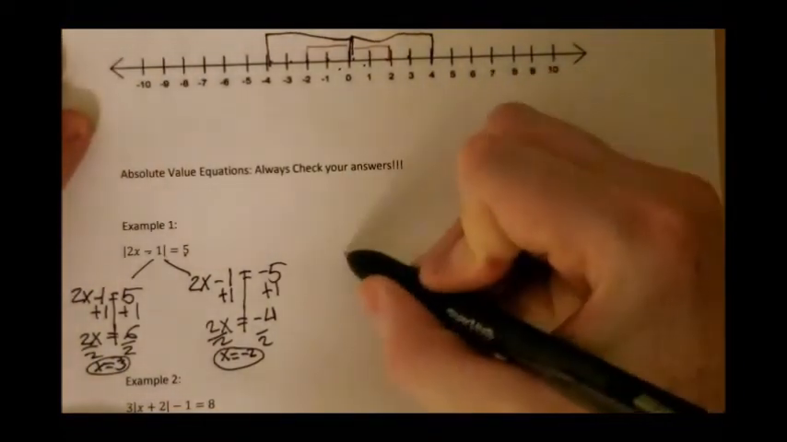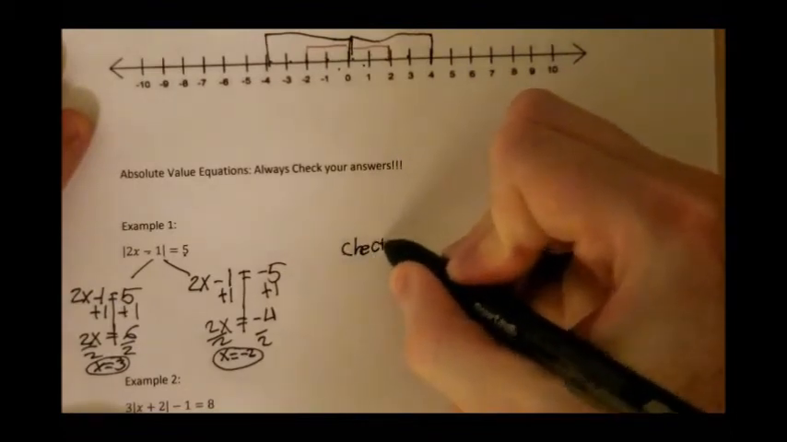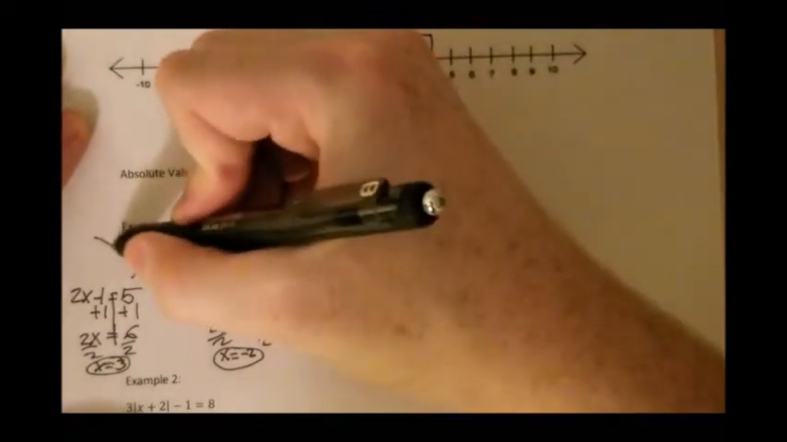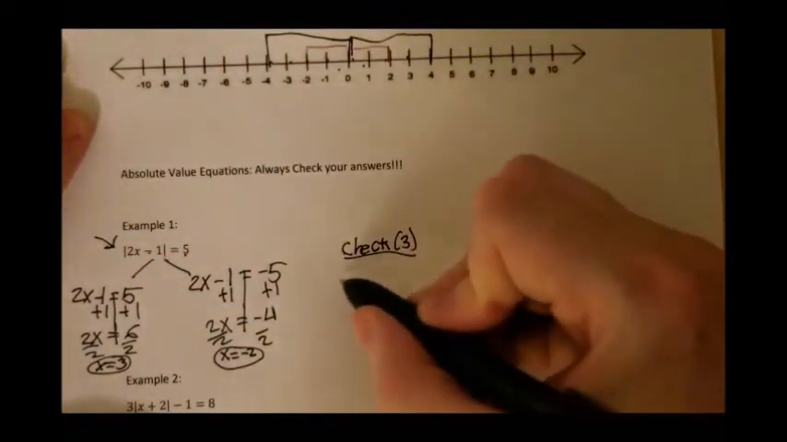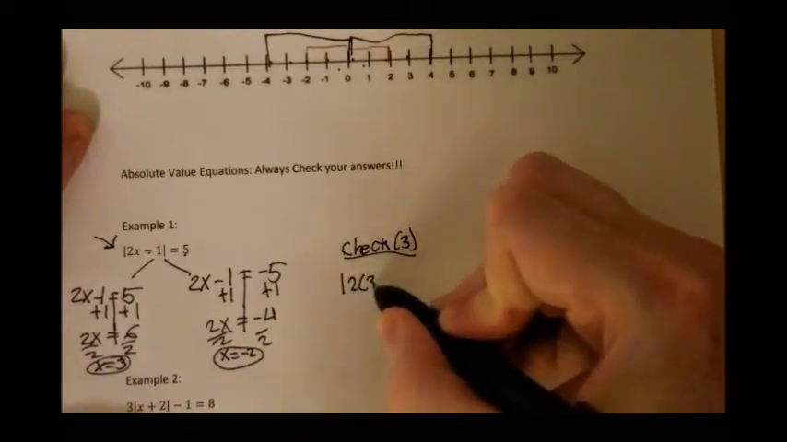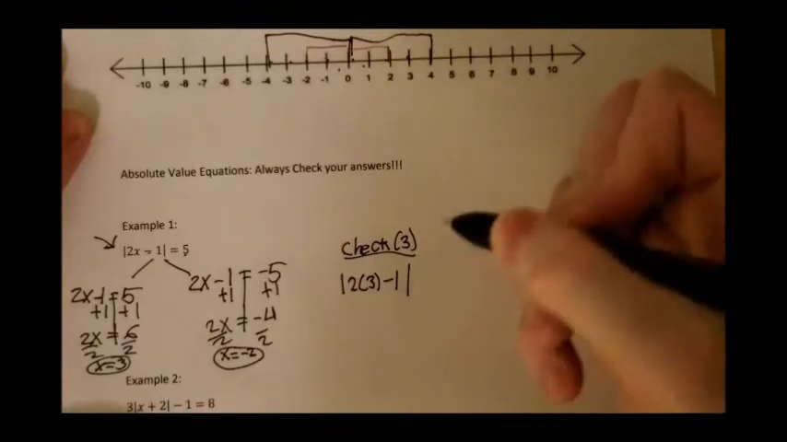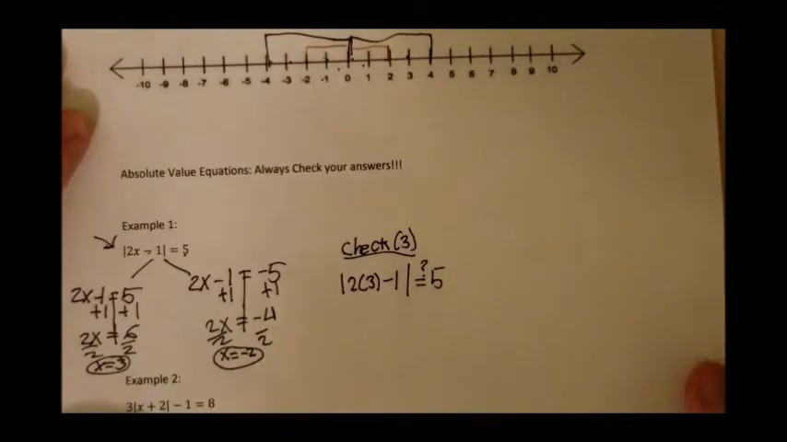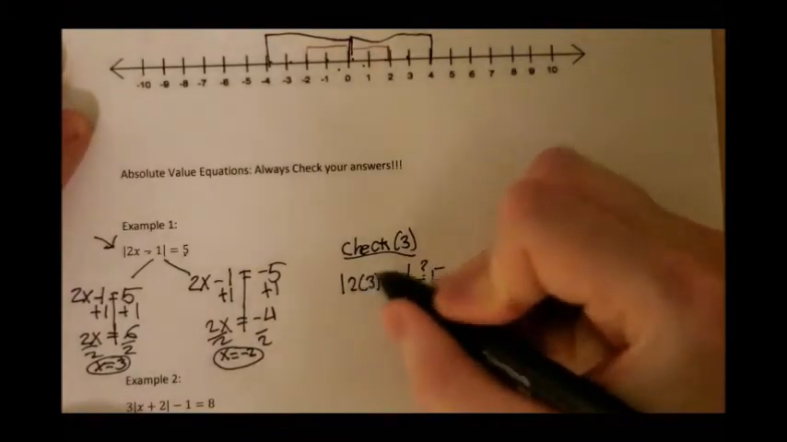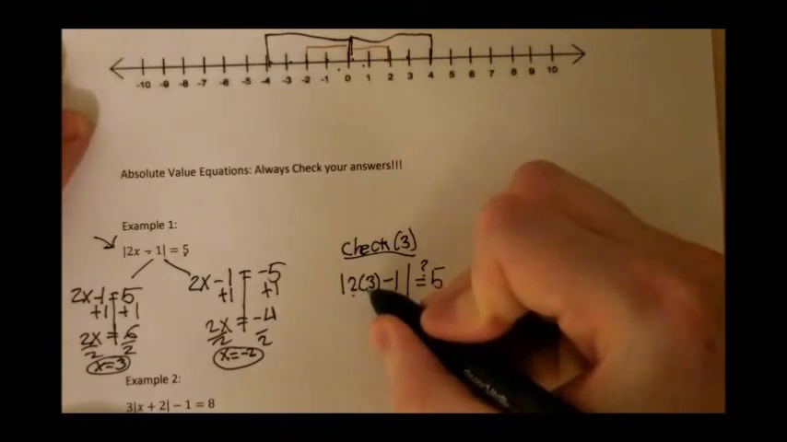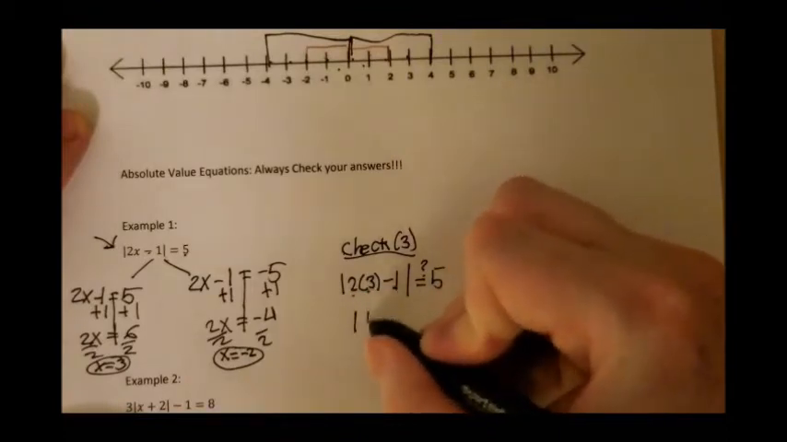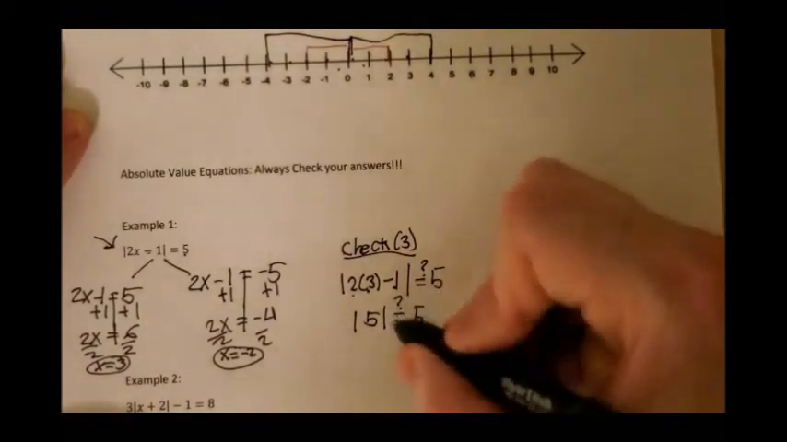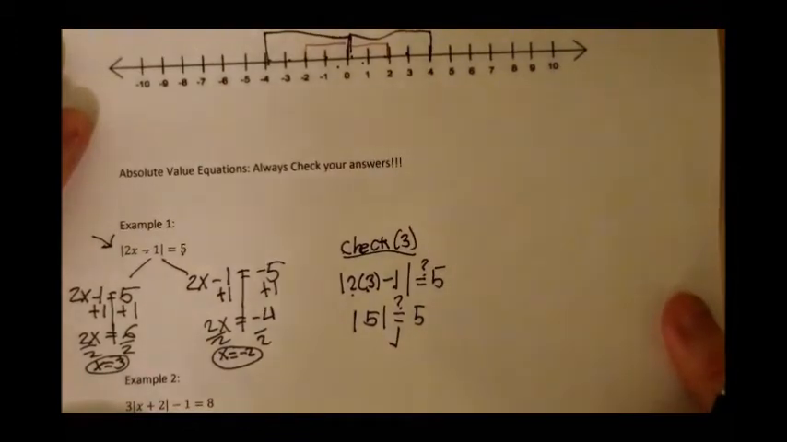So for example, to check our first answer, we'll check 3. We're going to take our original equation and plug 3 in for x. So we would have 2 times 3 minus 1 inside our absolute value. And we want to see, does that equal 5? That's our question. So if we work this out, like working inside of parentheses, 2 times 3 is 6, minus 1, that would just be 5. Well, is the absolute value of 5 equal to 5? Well, yes, of course it is. That 5 is 5 away from 0.